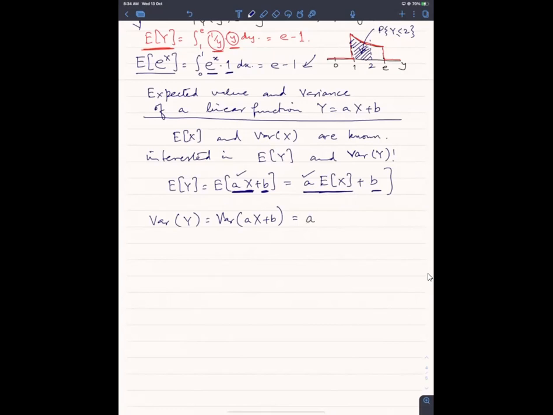This would be a square variance of x. So basically, क्लास के स्कोर के अंदर मैं अगर एक कांस्टेंट ऐड करता जाऊं, हर स्कोर में कांस्टेंट ऐड कर दूं, तो it doesn't change the standard deviation or the variance.